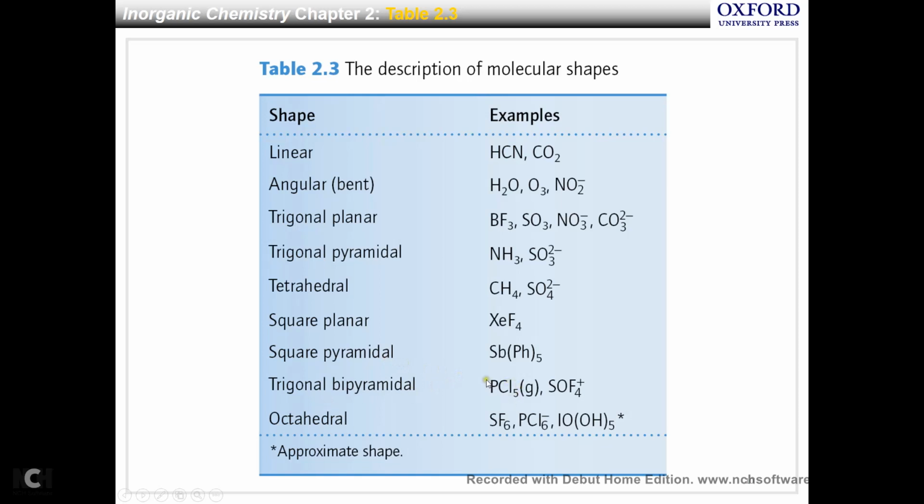Now finally we learn this PCl5, it's trigonal pyramidal, and in this case, without drawing the Lewis structure, I believe sulfur is in the middle, and it's forming a double bond with this oxygen and a single bond with each of the fluorine atoms. I think the formal charge is on sulfur. Let's see what else. Octahedral.